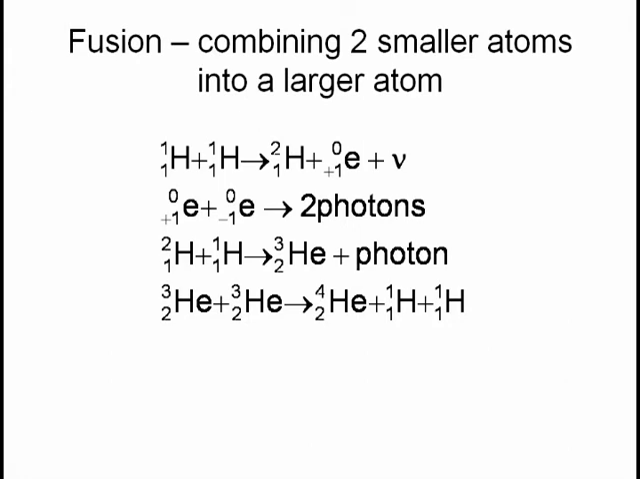So we've used a total of 6 hydrogen atoms to create one helium atom and 2 more hydrogen atoms. So our net result is 4 hydrogens have been turned into 1 helium. We've gotten lots of energy from this because mass is lost in each one of the steps, and we've got several photons given off.